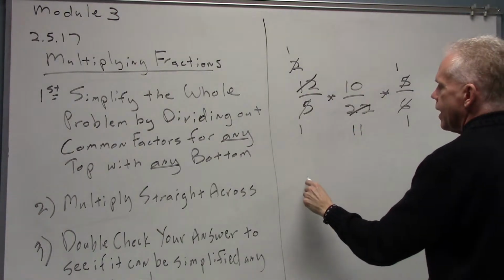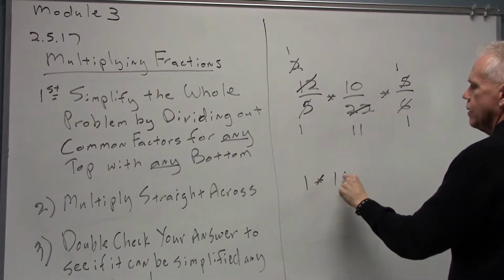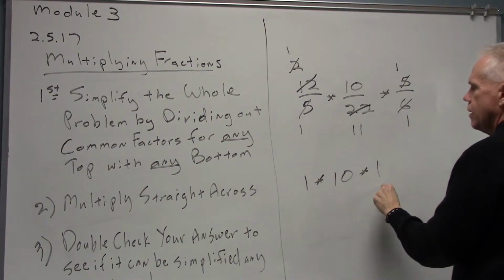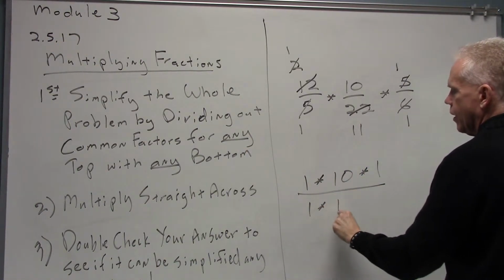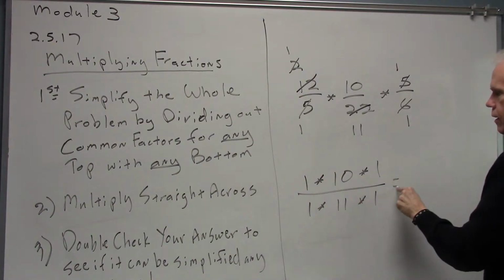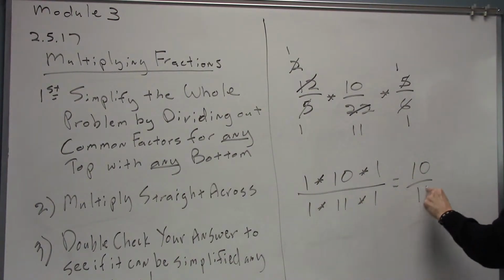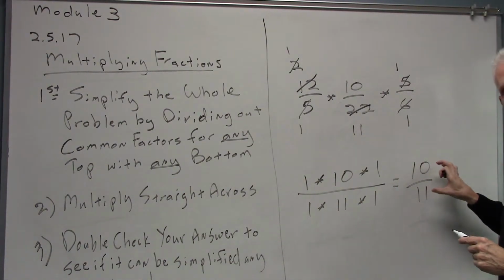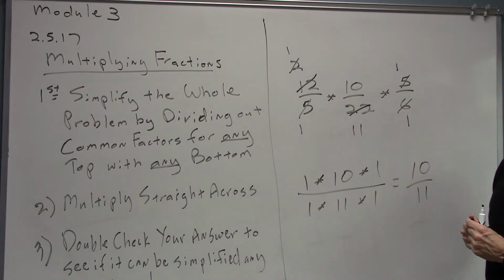Now I'm ready to multiply. I'll have 1 times 10 times 1 on top, and 1 times 11 times 1 on the bottom. So the answer I got in the end, which can't be simplified anymore, is 10 over 11.